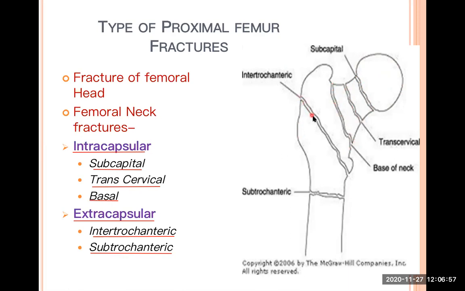This is an intertrochanteric fracture because here is the greater trochanter, here is the lesser trochanter. So right through them, intertrochanteric fracture, and this is a subtrochanteric fracture. It should not cross that 5 centimeter distance from the lesser trochanter area. If it crosses more than 5 centimeters, then this is known as a fracture of the shaft of the femur. So these are some of the very important knowledge.